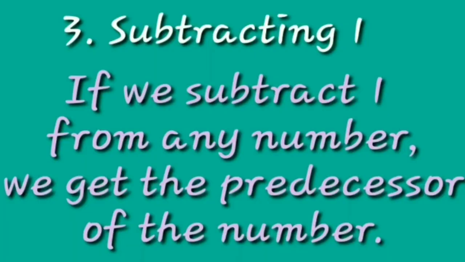The third property is of subtracting 1. According to this property, if we subtract 1 from any number, we get the predecessor of the number, that is the number just before it. It means that if subtrahend is 1 and you just subtract it from the minuend, the answer comes out to be a number that is just before it. For example, 89 minus 1 is equal to 88, that is the predecessor of that number.